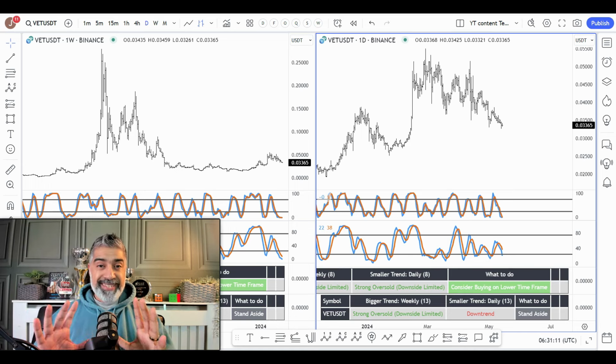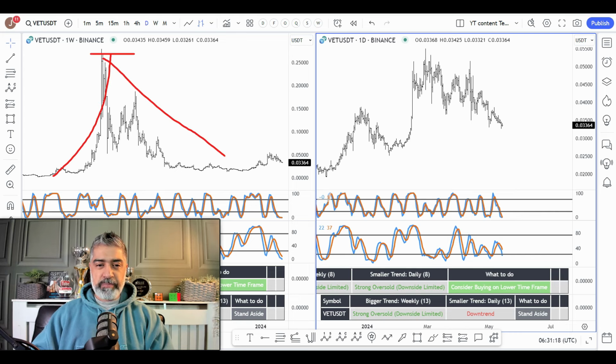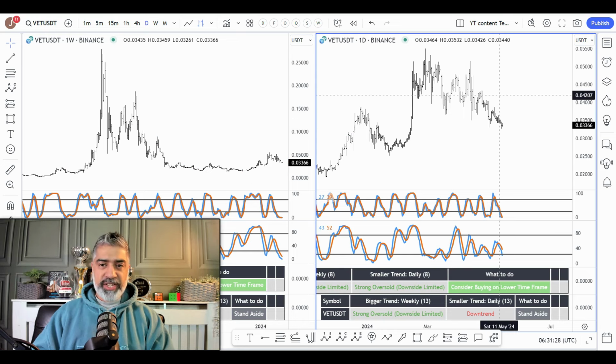Before we dive into the detail, let's just look at the macro picture with VeChain. Now, we had this massive move to the upside and we've had this big correction. This has been the bear market, and we're going to focus on this part. This is on the weekly chart that we're looking at, but we're going to focus on the daily chart. So now let's just go into the daily chart.